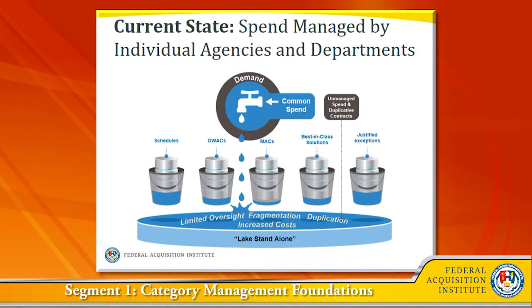This illustration is intended to give you a high-level idea of how we're going to reduce duplicative contracts and bring more spend under management. To match agency demand with managed sources of supply, we first have to track, consolidate, and analyze spend. To do that accurately, we've got to bring more spend under management. The running faucet in this image represents government-wide demand for common goods and services. The buckets represent mature, managed sources of supply. Federal supply schedules, government-wide acquisition contracts, multi-agency contracts, best-in-class solutions, and well-managed and justified exceptions.